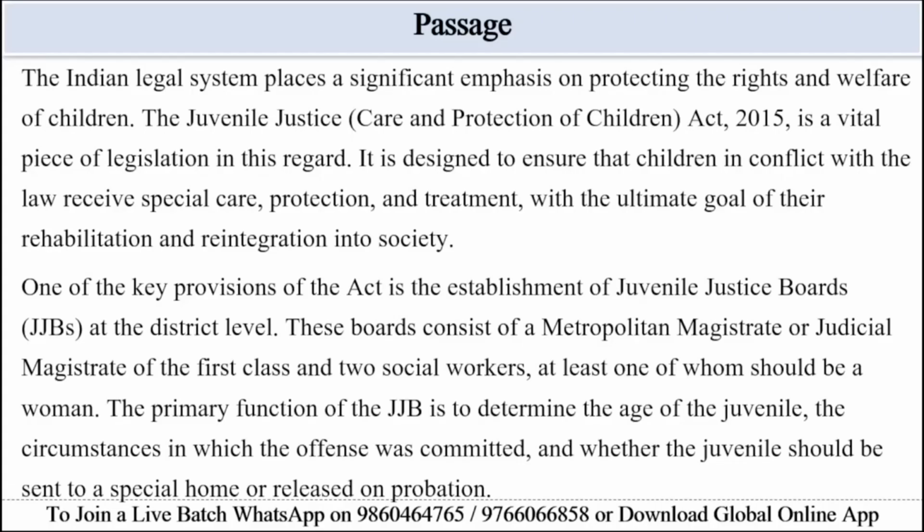One of the key provisions of the Act is the establishment of Juvenile Justice Board, that is JJB, at the district level. These boards consist of a metropolitan magistrate or judicial magistrate of the first class and two social workers, at least one of whom should be a woman. The primary function of the JJB is to determine the age of the juvenile, the circumstances in which the offense was committed, and whether the juvenile should be sent to a special home or released on probation.